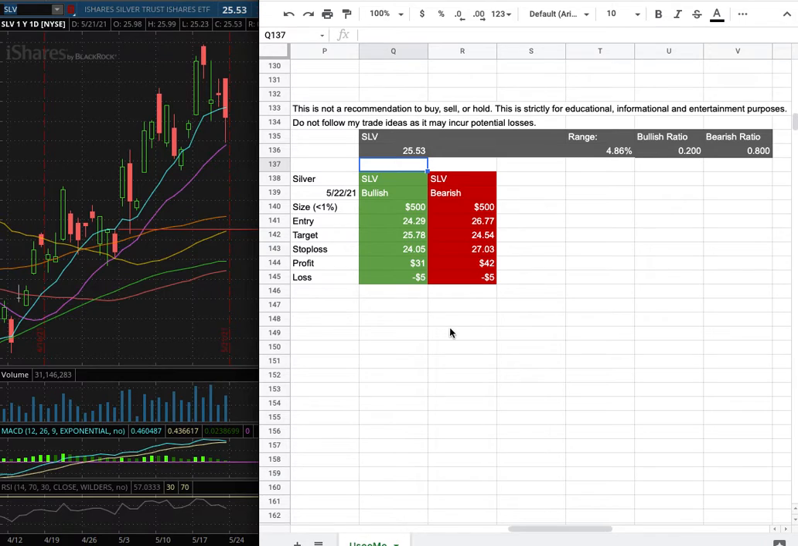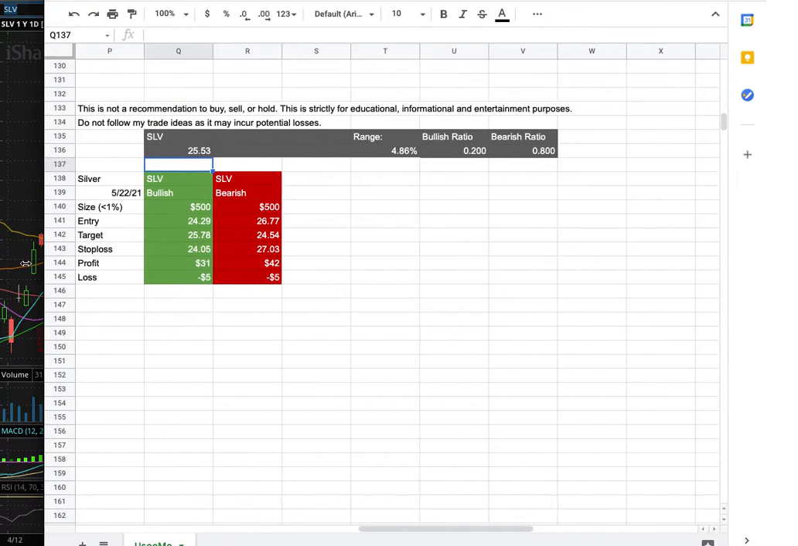However, if I were to open a short position, my entry is at $26.77. My stop target is at $24.54, and my stop loss is at $27.03. So whichever entry price were to hit first, that'll be my position of the week.